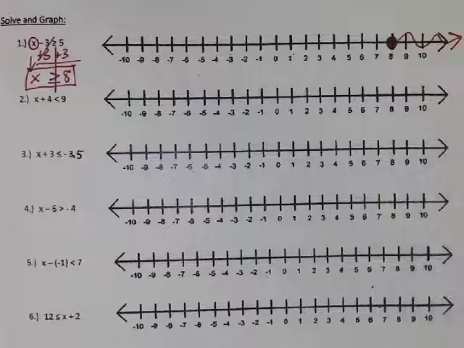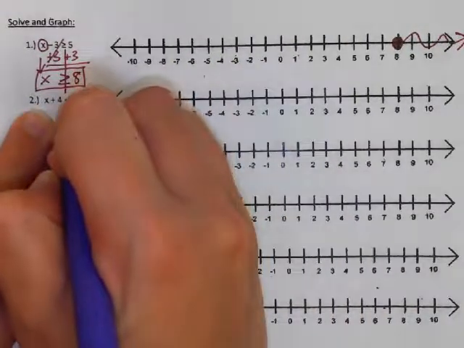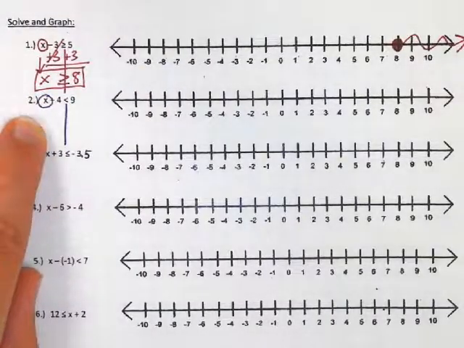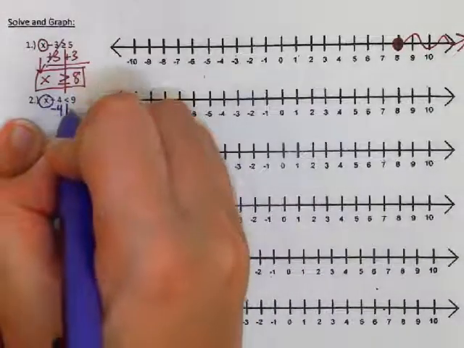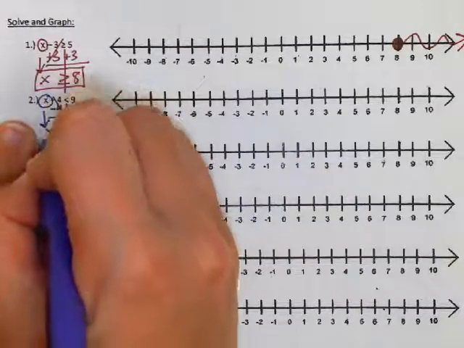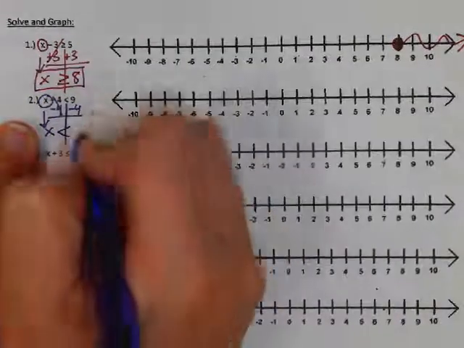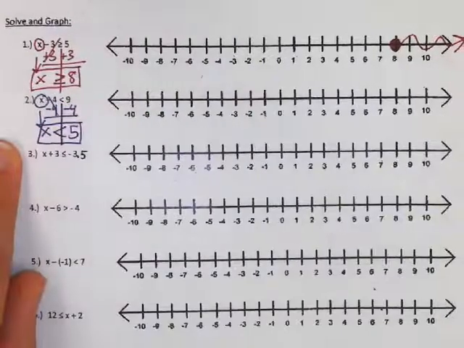Excellent. Number 2. X plus 4 is less than 9. Draw my line, find my variable. X plus 4. Well, the opposite of plus 4 is minus 4. So I'm going to subtract 4 from both sides. Bring down my variable. X is less than, what's 9 minus 4? 9 minus 4 is 5. X is less than 5.